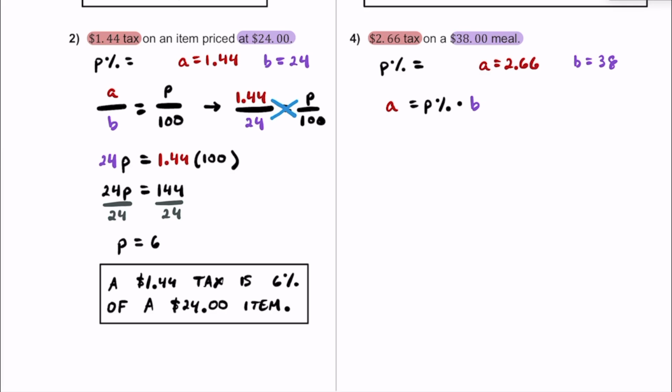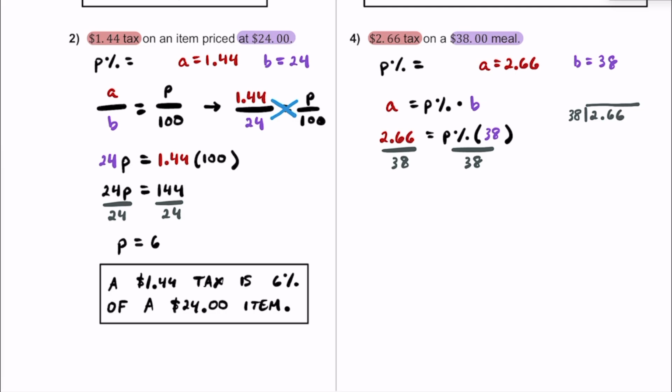So here, A is going to be $2.66. That's going to be equal to P percent multiplied by 38. So I'm going to substitute in and put 38 here. All right, cool. Let's go ahead and find P. We can divide both sides by 38. That would get us this P percent by itself. We have to take this 2.66 and divide that by 38. We like this 38 in the sense that it is a whole number already, so that's not too bad. We don't really need to do any manipulation here.